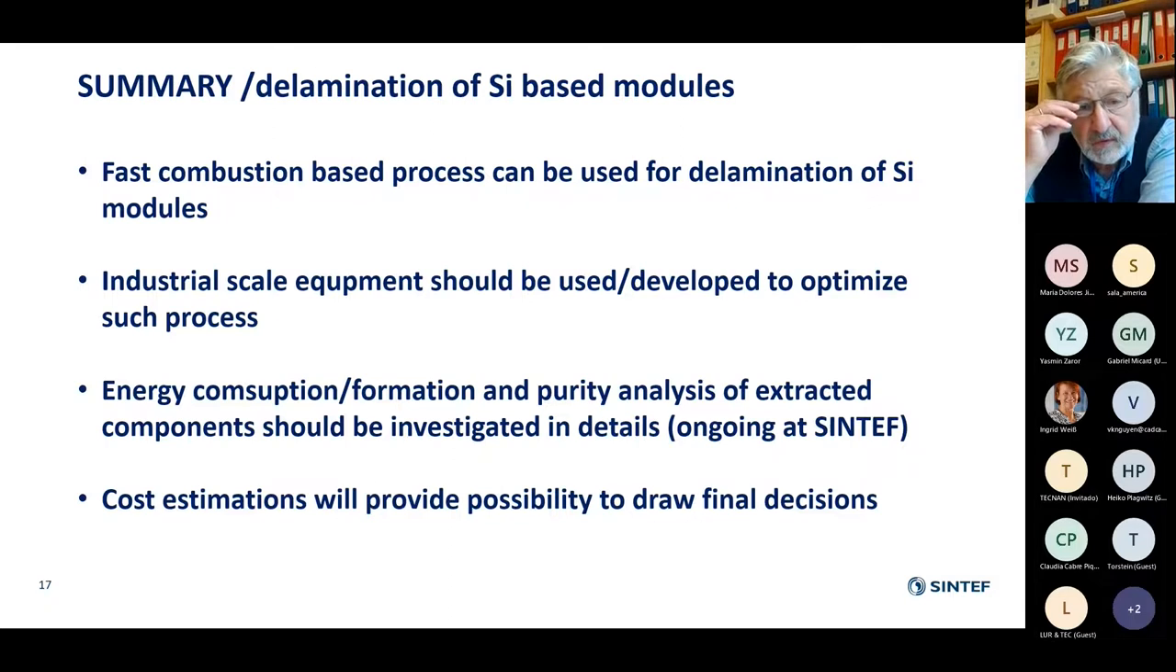Then energy consumption should be investigated in detail, but it seems that such a process can be realized as a self-supporting process, since EVA is highly flammable. Of course, all these processes have to be analyzed from the point of view of costs, and the final decision for the most cost-effective options can be drawn only after such analysis.